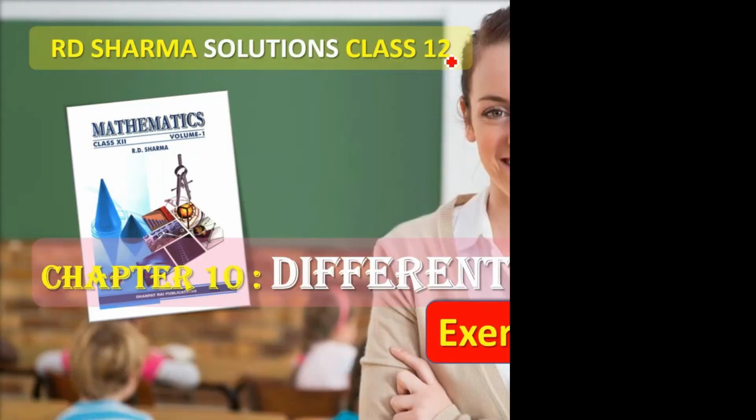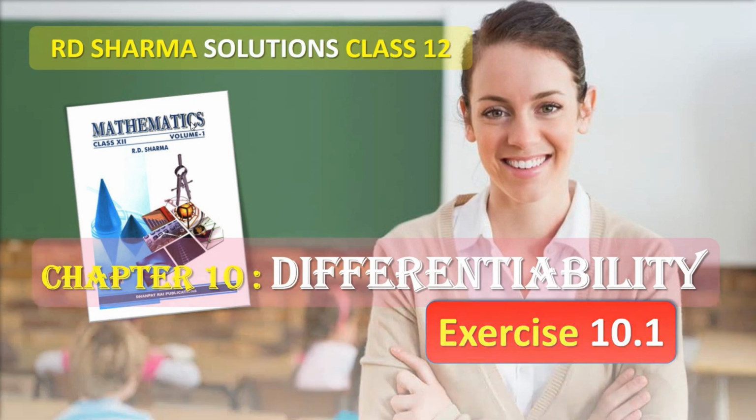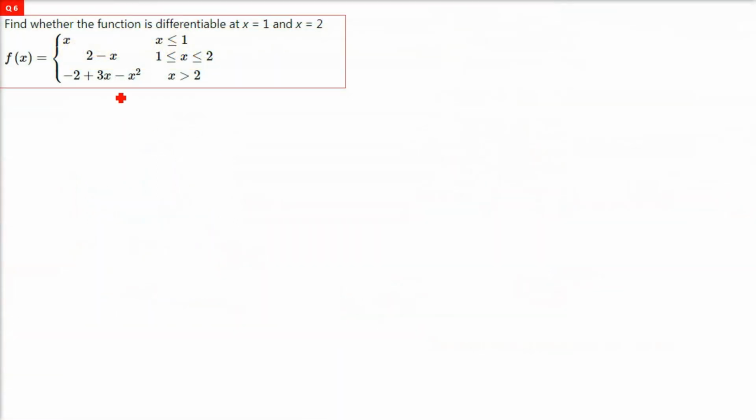This is R.D. Sharma solution, class 12, chapter 10. Differentiability, exercise 10.1. Now we have here, find whether the function is differentiable at x equals 1 and x equals 2. So this function, we have three partitions actually.